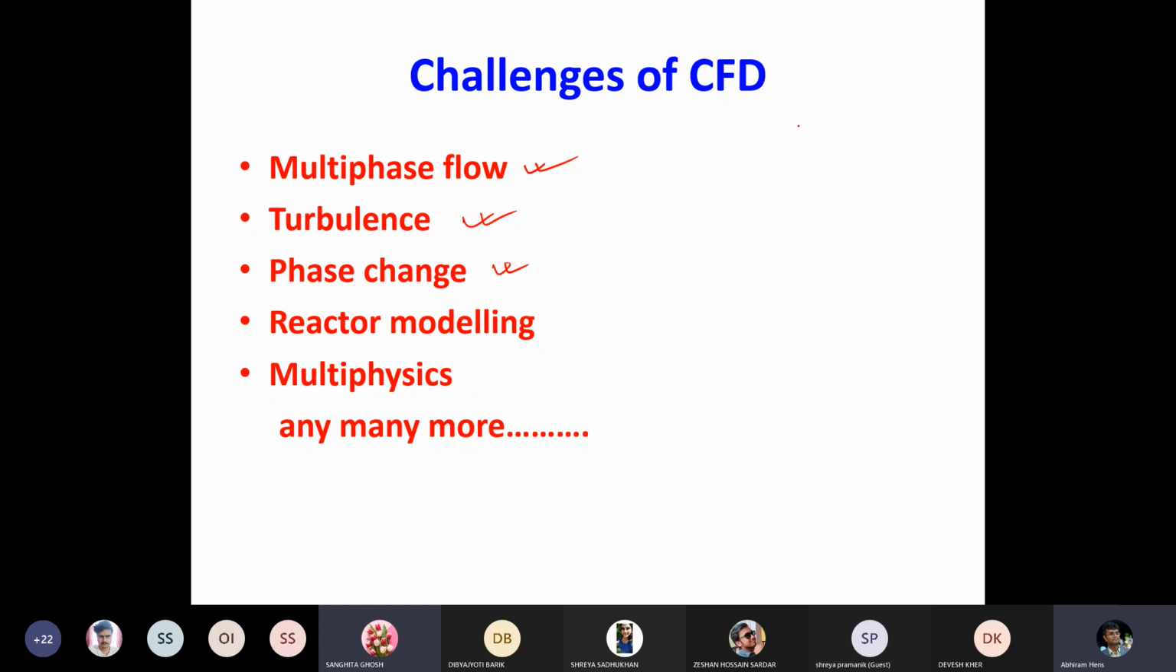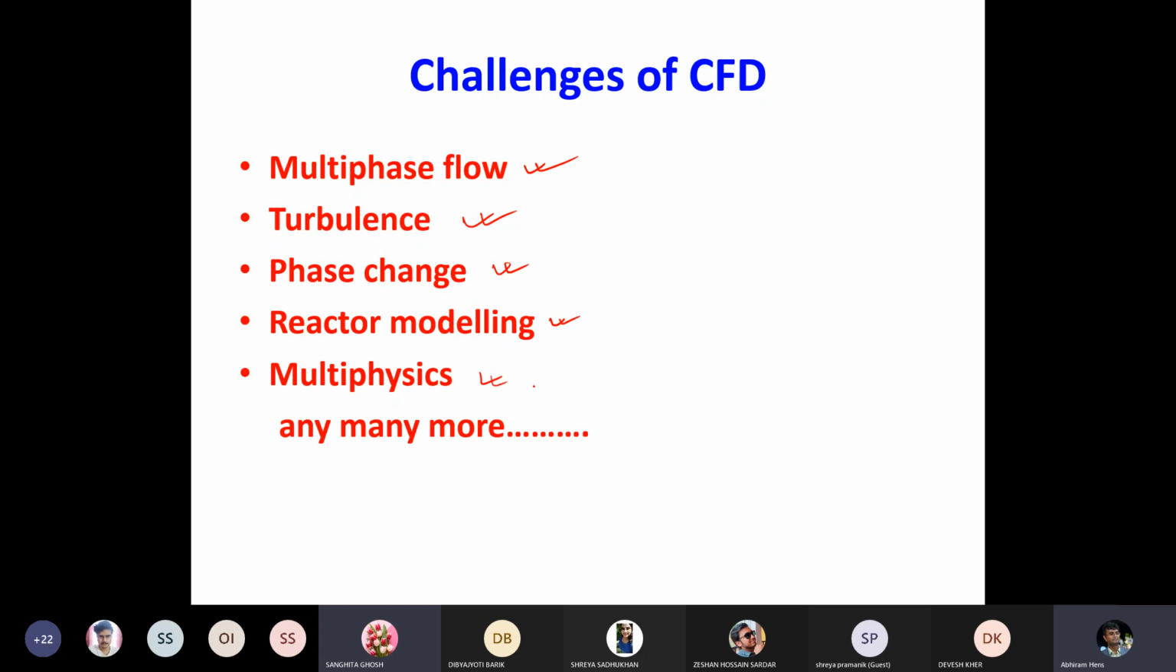What I covered in this short course is basically how you can solve a single phase momentum equation. Okay, so phase change, turbulence, these are not touched yet because it is a broad course. It needs sufficient time. Then reactor modeling for the chemical engineers, this is an important part.